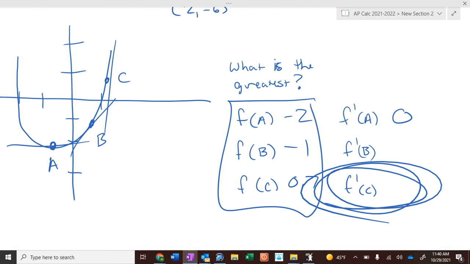It's not always going to be a derivative. Yeah, Olivia. But Mr. Bierschbach, if that would be negative, a negative slope is smaller, so then the value at C would be the highest.